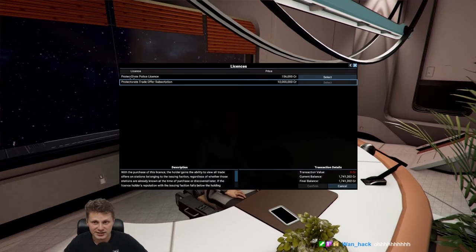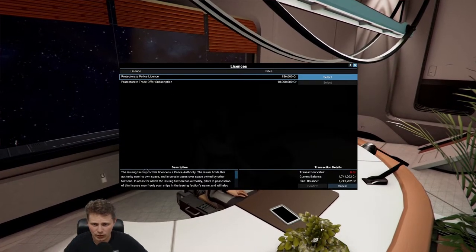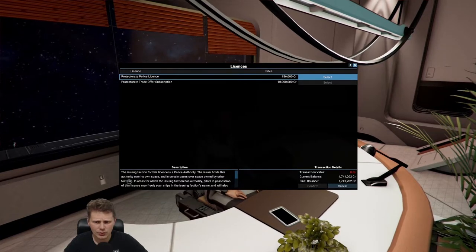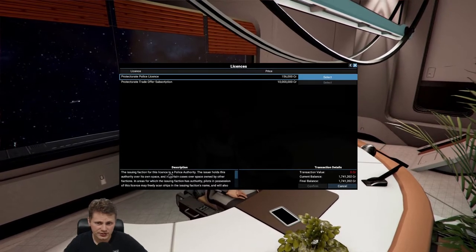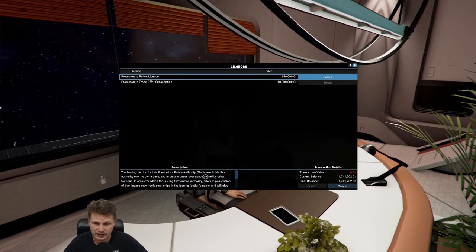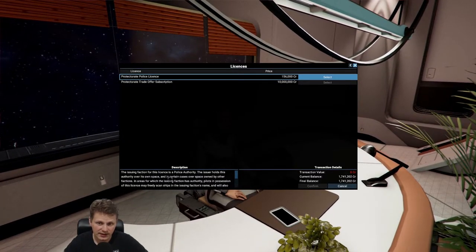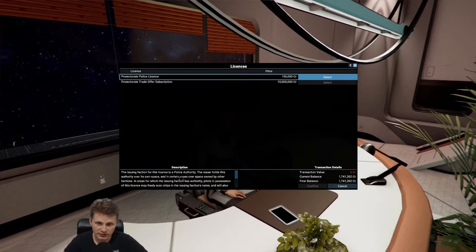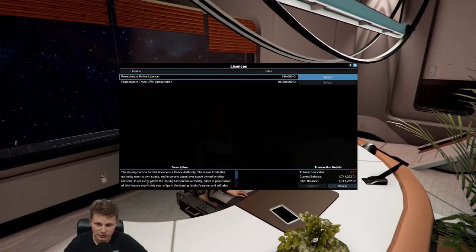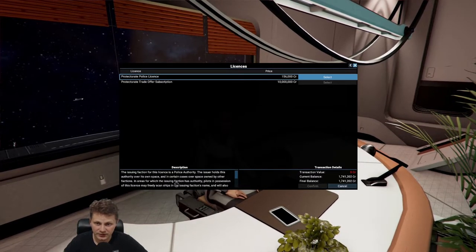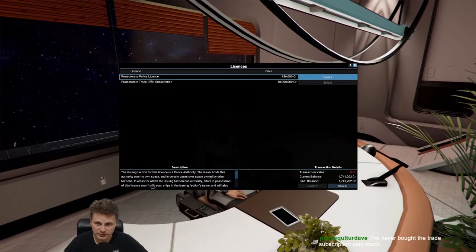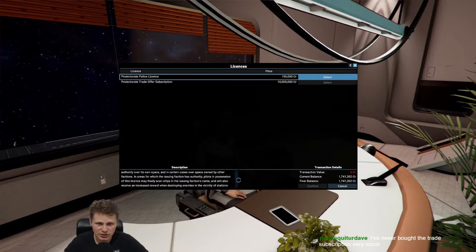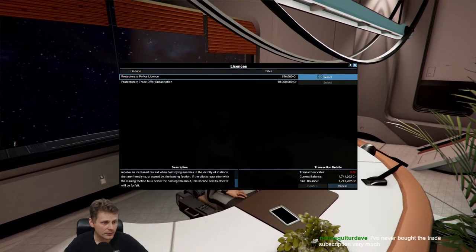We'll get the policing license at some point, but this is more about when you have your own space, I think. The issuing faction for this license is a police authority. The issuer holds this authority over its own space, and in certain cases over space owned by the other faction. In areas of which the issuing faction has authority, pilots in possession of this license may freely scan ships. So we could just scan ships, you know, or not.